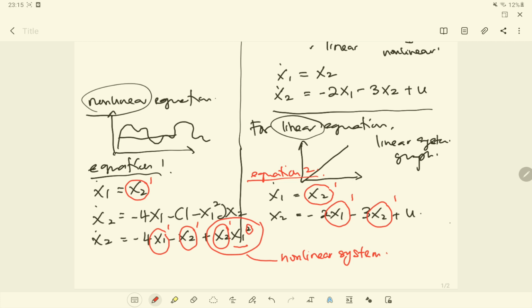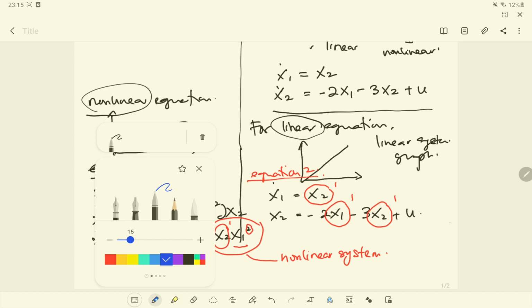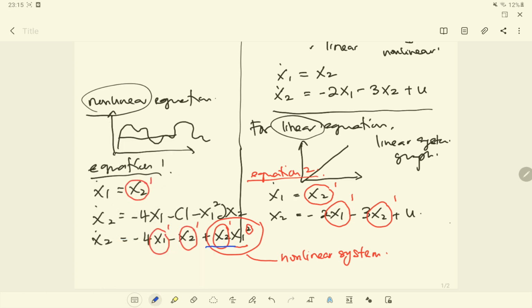Okay, another one: x2 times x1 squared. So this is the second criteria for nonlinear system. Second criteria for nonlinear system.